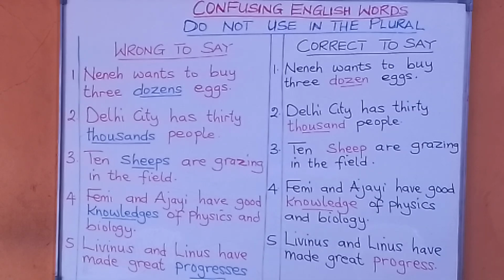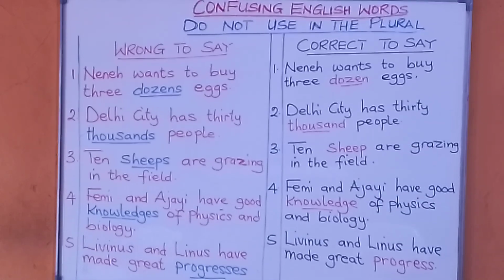Look at the other one, sheep. Sheep is sheep. We have sheep, we have deer, we have salmon, and a few other words have the same form for singular and plural. Thus we say 1 sheep, 10 sheep, 1 deer, 10 deer. They are like that. Knowledge is knowledge. We don't use that in the plural form. Progress is progress. We don't use that in the plural form.